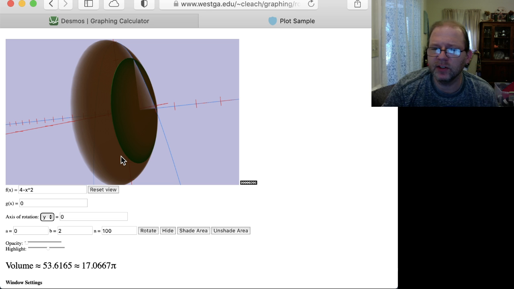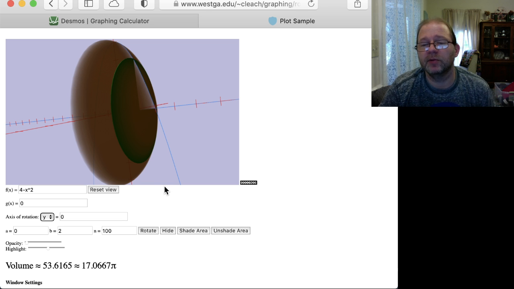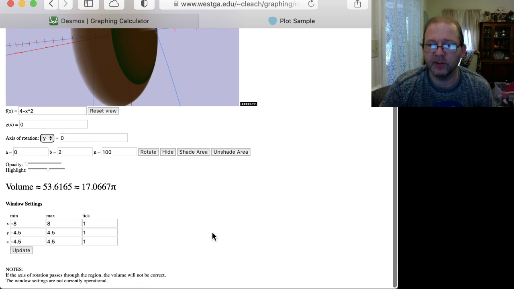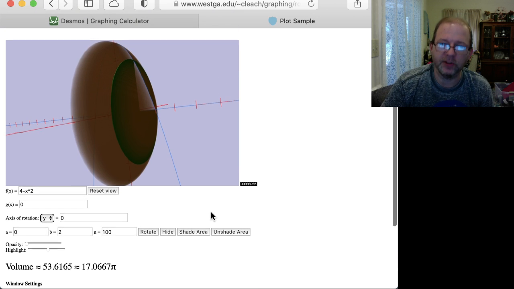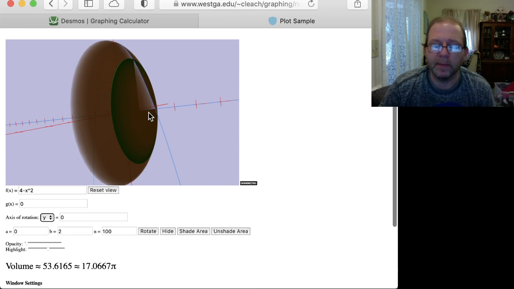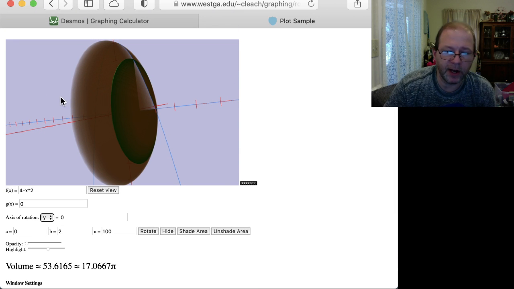I'm going to go back to this a good bit. I really need to clean up this web page. There's some stuff here at the bottom, these window settings. Pay no attention to those; they don't work. But anyway, that's how you use the disk method to find a volume.